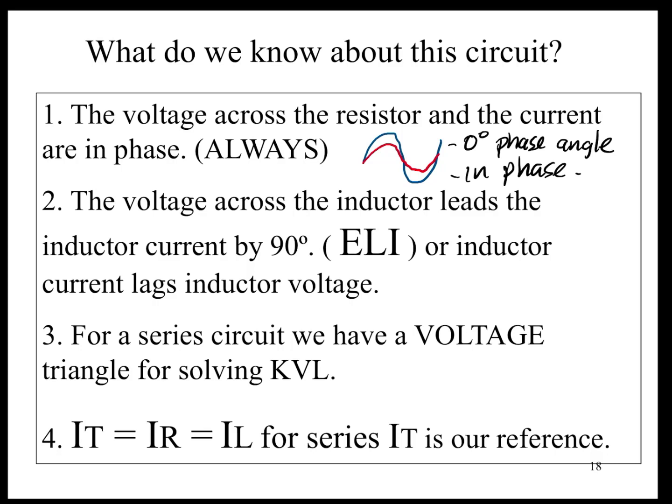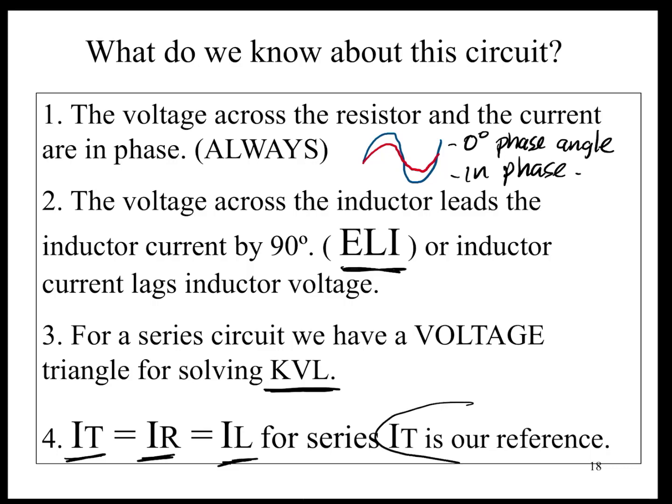When it comes to any inductor in a circuit, we can say ELI is the case. So the voltage across the inductor leads the inductor current by 90 degrees, or an inductor current lags the inductor voltage. For a series circuit, we know KVL applies. So that means we have to be able to add the voltages together to equal our source voltage. Likewise, when it comes to a series circuit, we know that our common quantity within the series circuit is current. So that means that our I total value is going to equal our IR value, is going to equal our IL value. Okay?